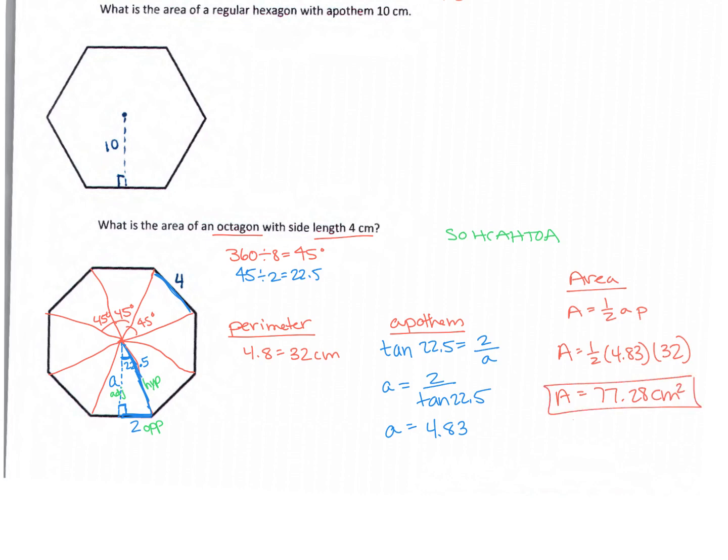Again, I didn't write it, but technically that apothem is measured in centimeters as well. My perimeter is in centimeters, and so my area is squared.